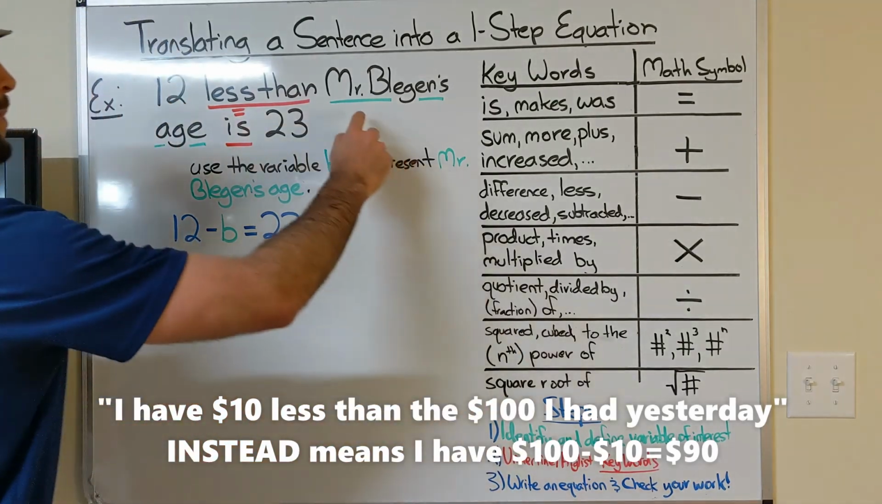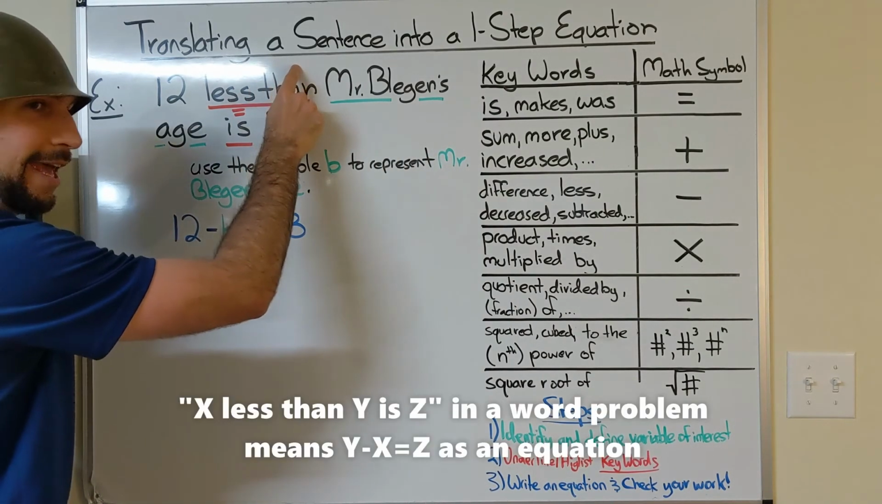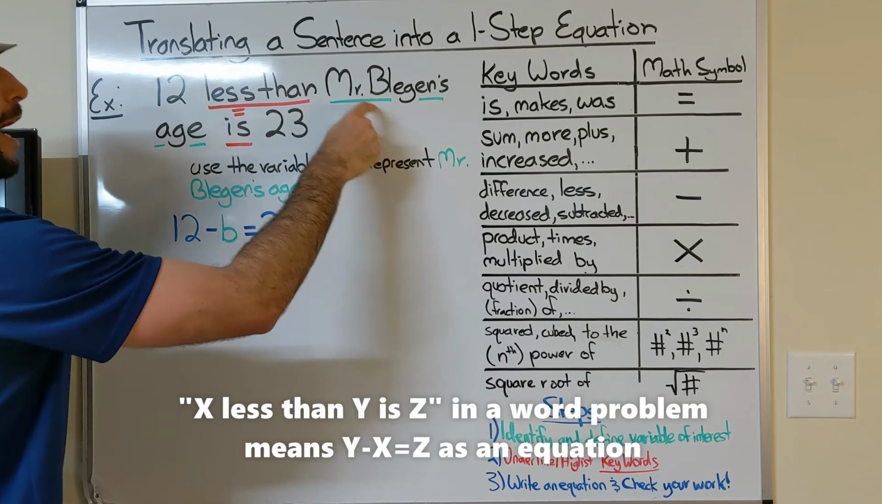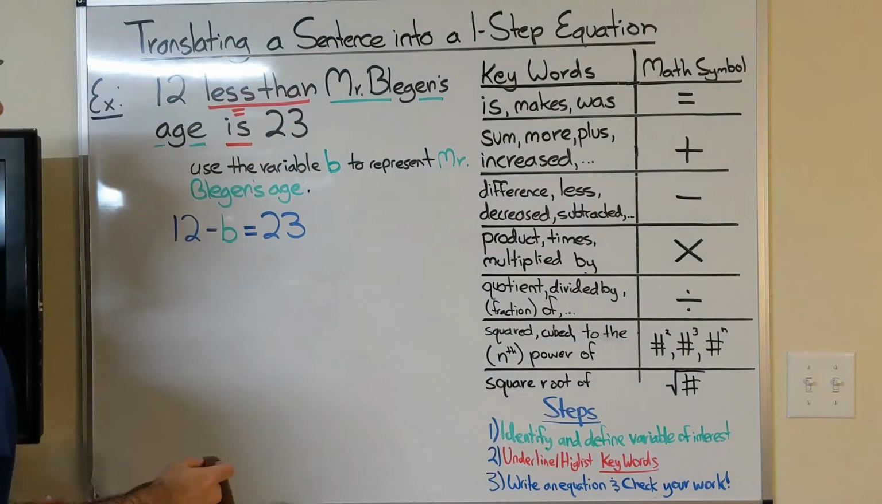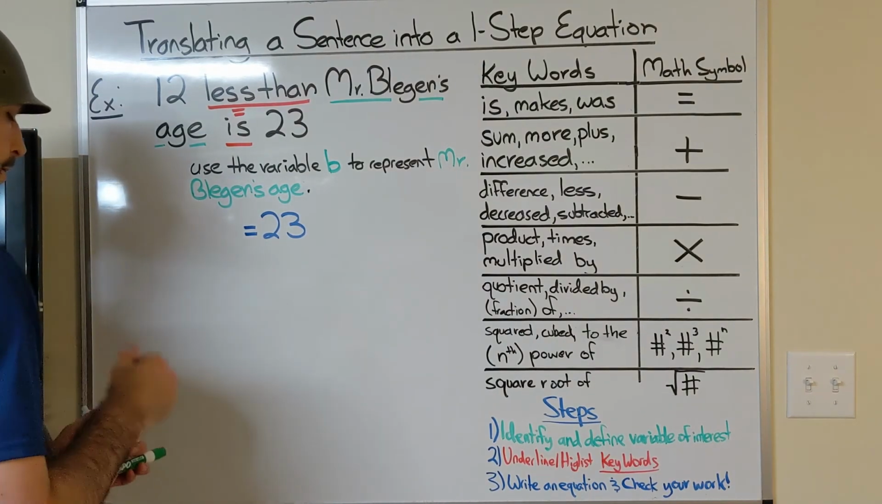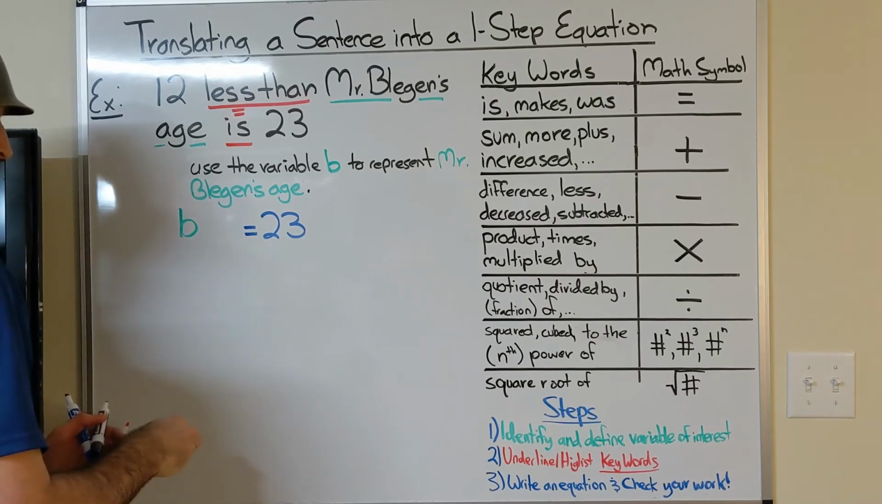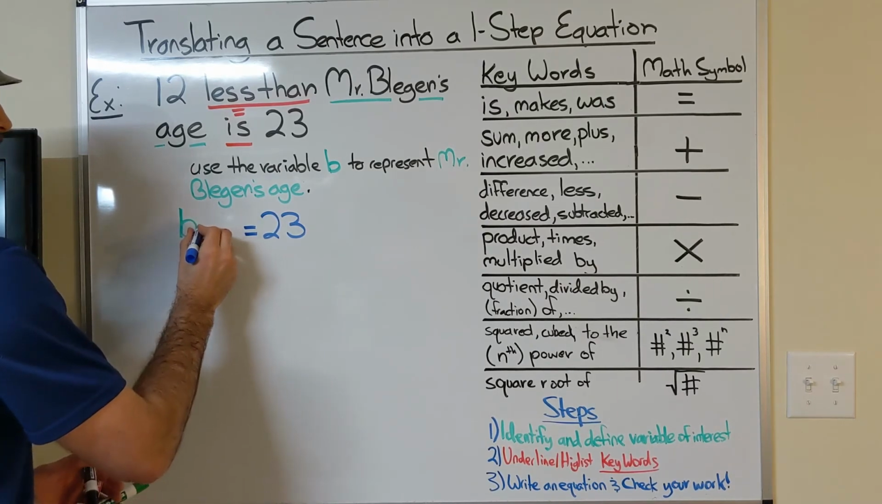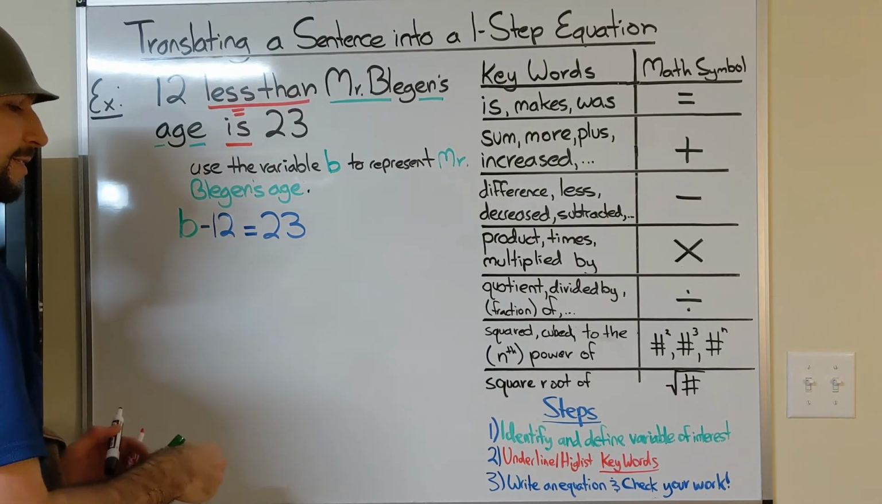So here, Mr. Blegan's age is actually going to come first because the phrase less than means we're going to take this value and we're going to find 12 less than that, or subtract 12 from it. So when we rewrite this, this will actually be b, Mr. Blegan's age, minus 12 equals 23. Now let's solve this and see if it makes sense.